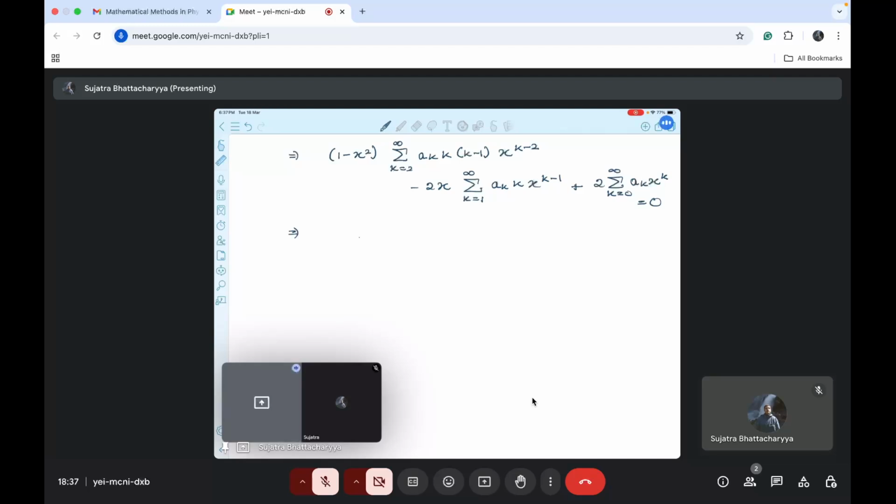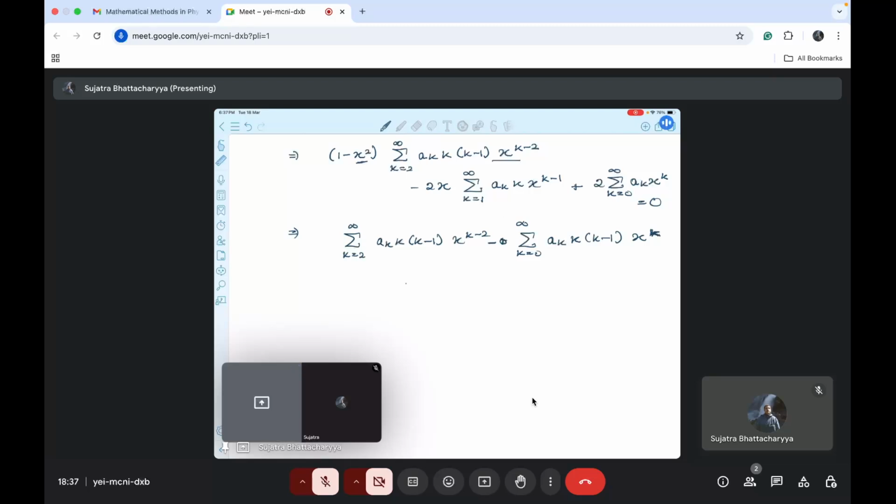So how will I do it? So suppose here, it is k is equal to 2 to infinity a_k k (k minus 1) x to the power k minus 2, plus or minus k is equal to 0 to infinity, we'll understand why I am doing it, a_k k (k minus 1) x to the power k. How? I am now multiplying this x square with this. So it will be x to the power k minus 2 plus 2, which is k. Right? And once we have written k, the summation will change here.